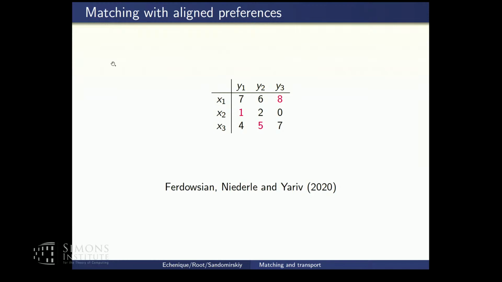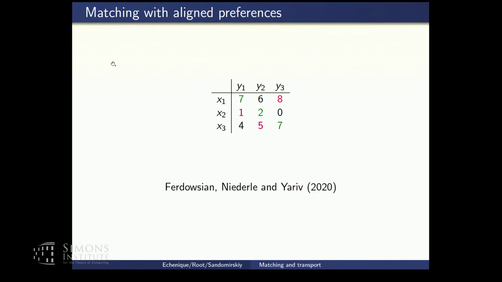This is a type of structure in preferences that I have a sense people don't think is particularly interesting. So I want to tell you you're wrong if you think that. It is more interesting than you think. And we're actually not the first ones to notice this. It's a paper that's been around for a while that Hafalir, Niederle, and Yariv wrote, which studies this type of model with aligned preferences.